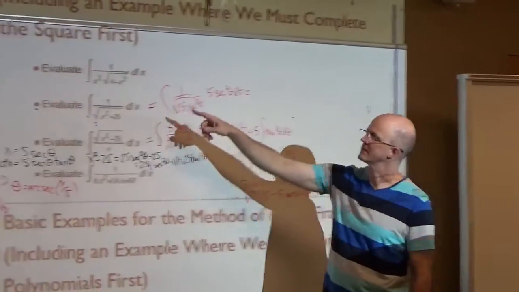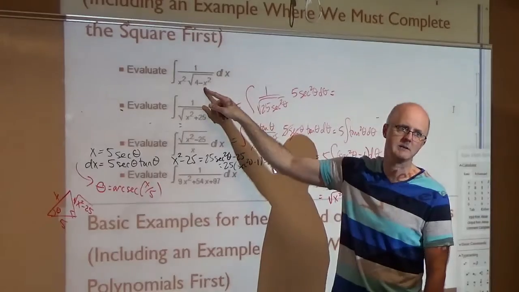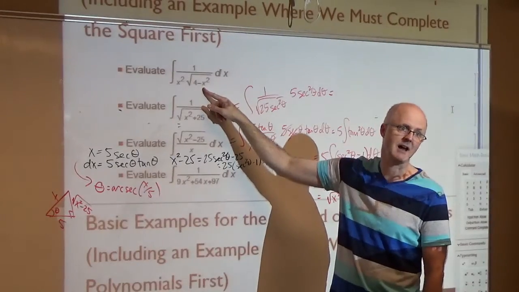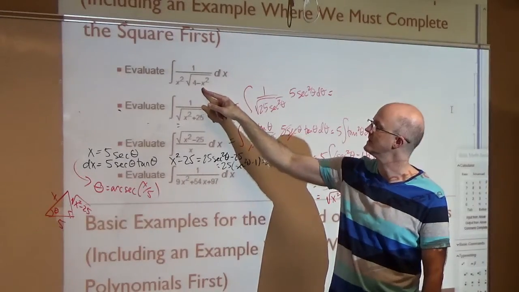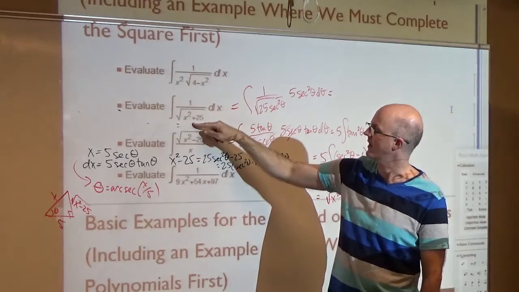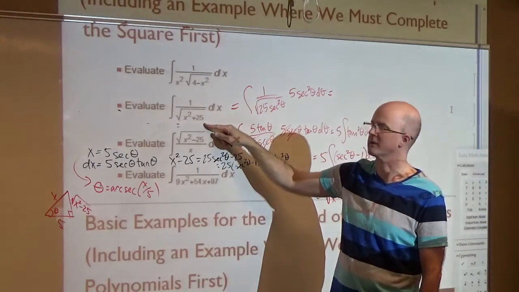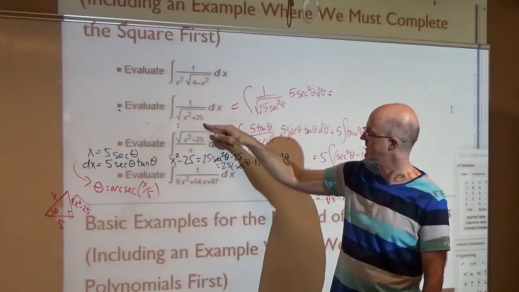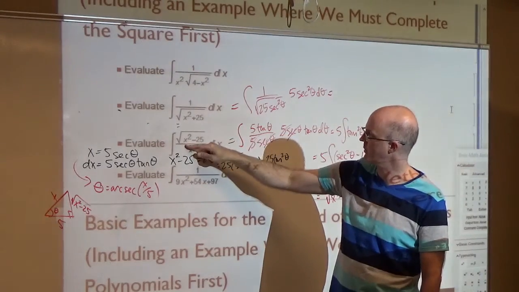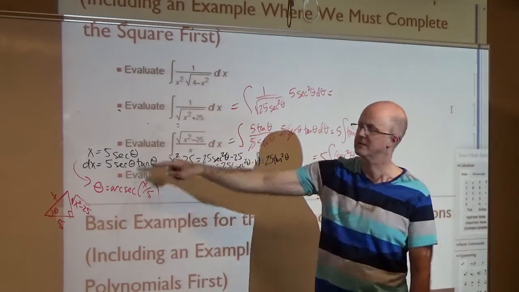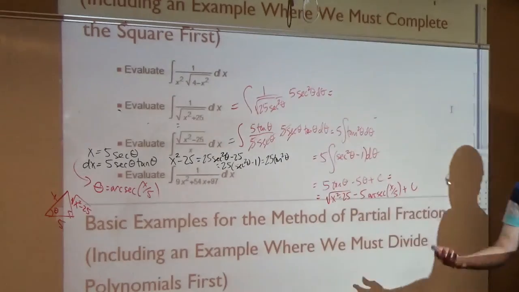Again, when it's a something squared minus the variable quantity squared, then use sine as part of your substitution. If it's the variable quantity squared plus something squared, then use tangent with your substitution. If it's the variable quantity squared minus something squared, then use secant. It's sort of tricks of the trade.